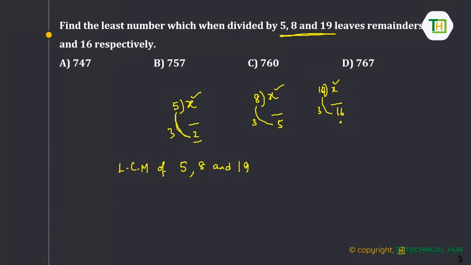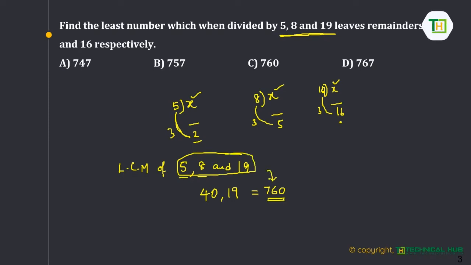How can I find the LCM here? 5 and 8 are co-primes because they have no common factor. The LCM of 5 and 8 is 40. Now, what is the LCM of 40 and 19? Again, 40 and 19 are co-primes, so their LCM is 40 into 19, 760. So the LCM of 5, 8 and 19 is 760.